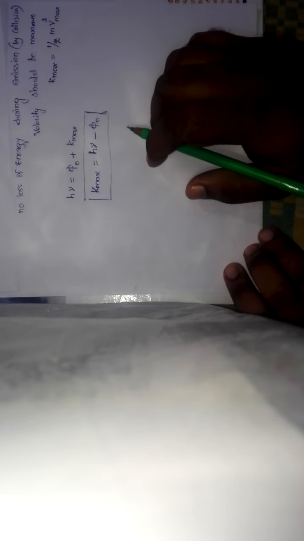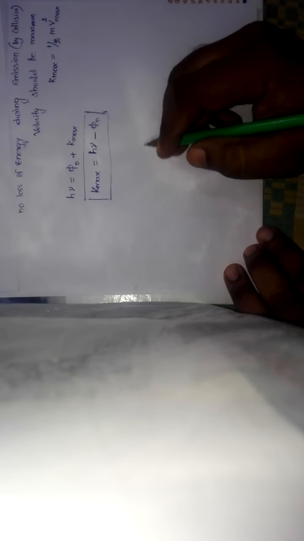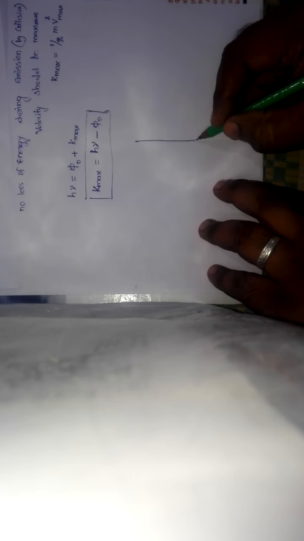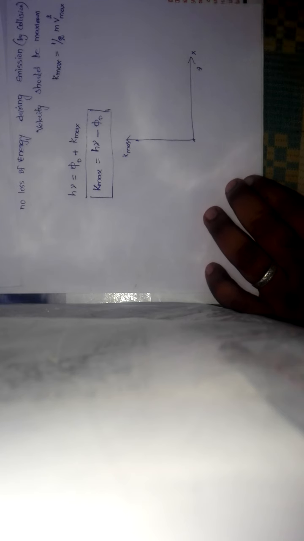Listen carefully. So, the graphical representation of Einstein's photoelectric equation. The graph is plotted between maximum kinetic energy and frequency. Frequency is plotted on the x-axis, and maximum kinetic energy, K maximum, is plotted on the y-axis. This graph is plotted between maximum kinetic energy and frequency of the incident light.